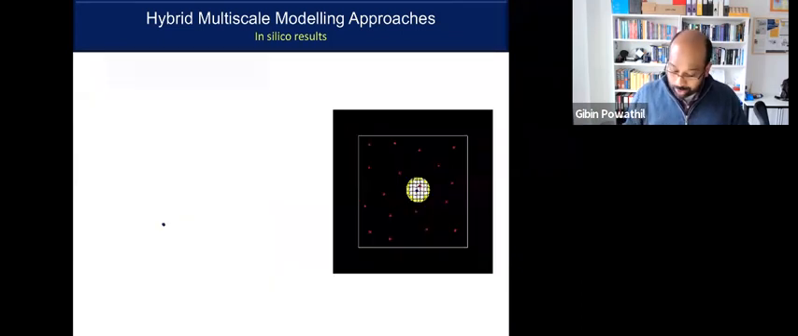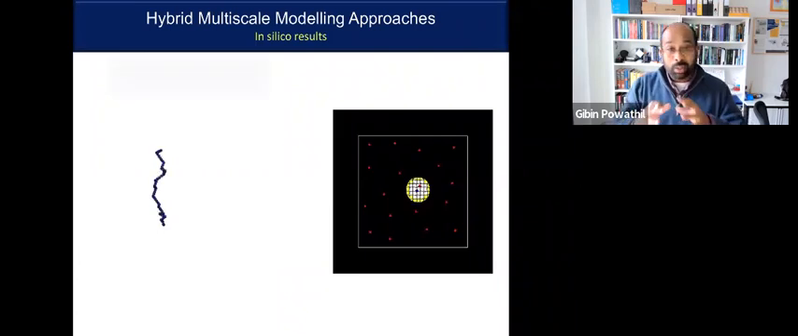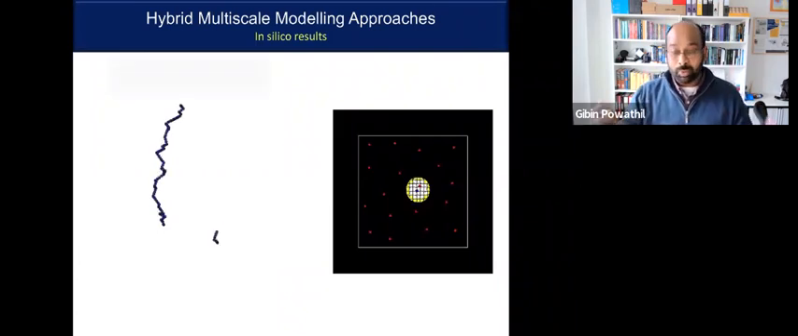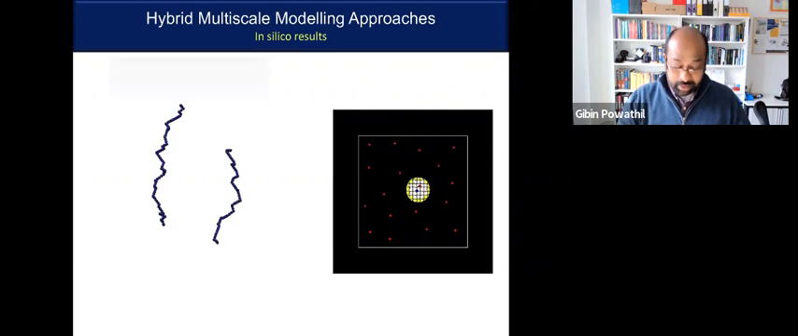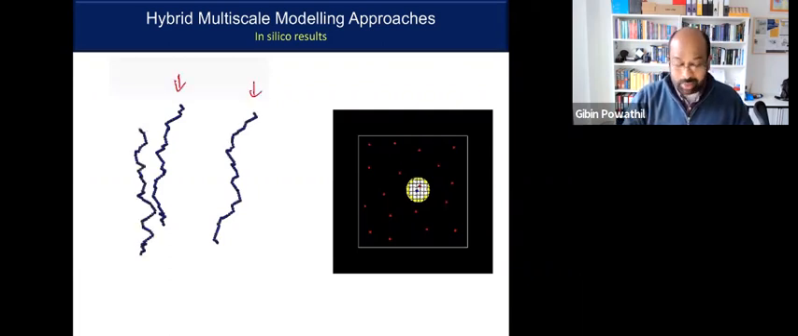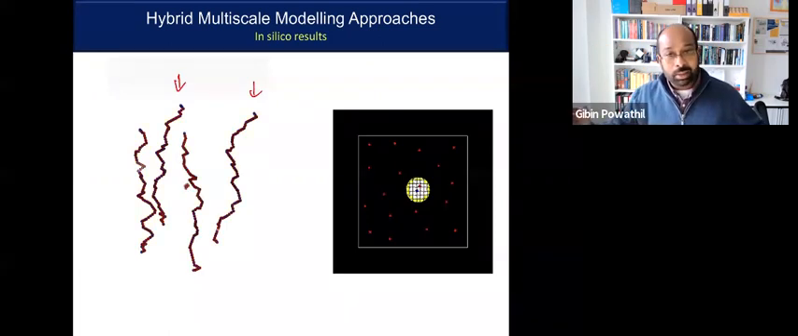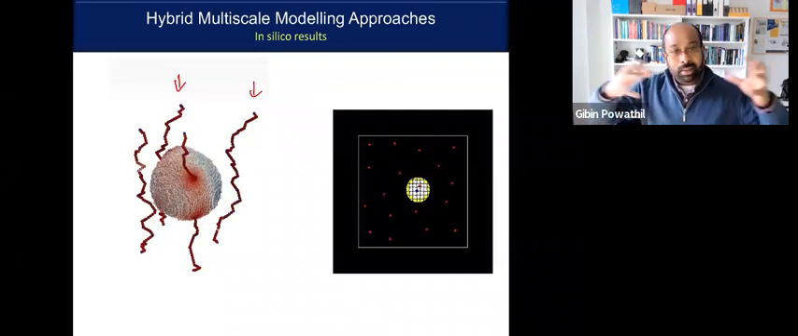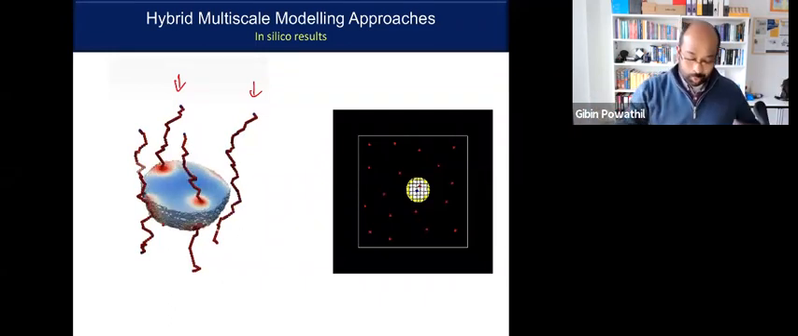This is another movie which shows how we can model in a 3D scenario. For example, I can consider blood vessels from where oxygen is supplied, and in that heterogeneous environment, how cancer grows, right? The picture that you saw in the first slide is a cross section of such a spheroid.